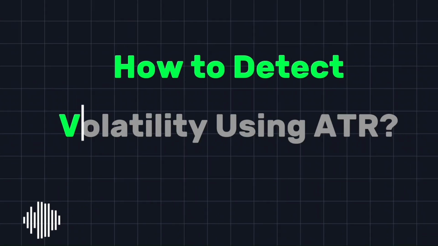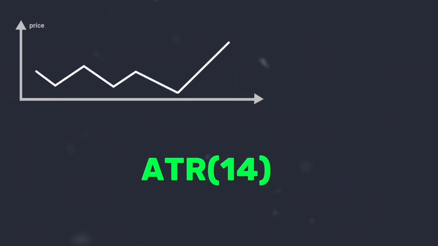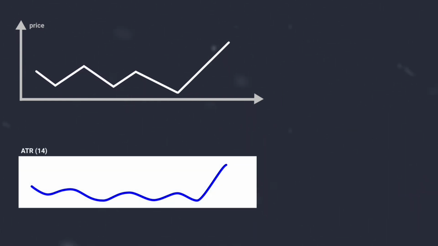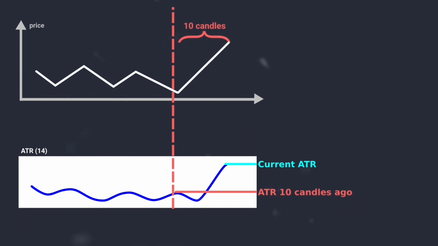How to detect volatility using ATR, average true range. You don't need any complex tools to adjust your RSI dynamically. Just use the ATR 14 indicator. Here's how. First, add the ATR 14 to your chart and look at the current value. Then, compare it visually with the ATR value from 10 candles ago.